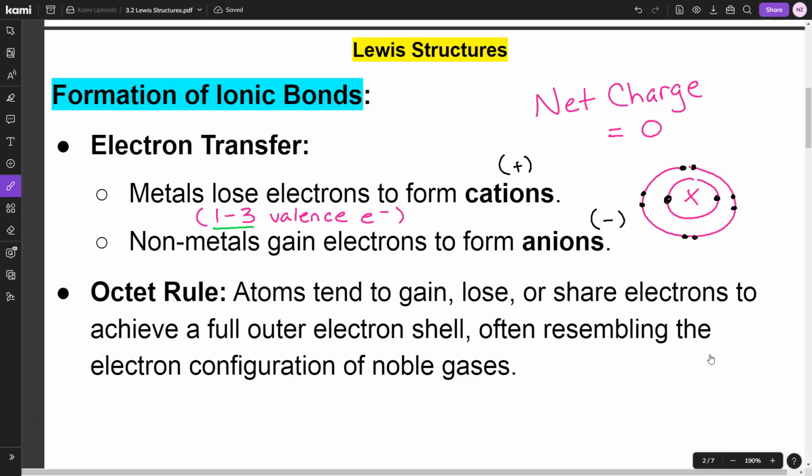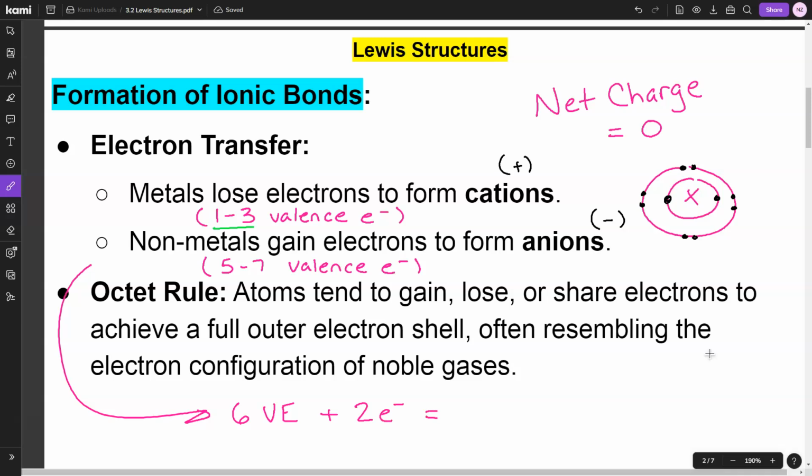Now, nonmetals, so specifically anything with 5 to 7 valence electrons, those are going to gain to 8. So for example, if I had an atom where it had 6 valence electrons, it needs 2 electrons to get to 8. So if I add those, I'm now going to have a -2 charge because I now have 2 more electrons than I started with.